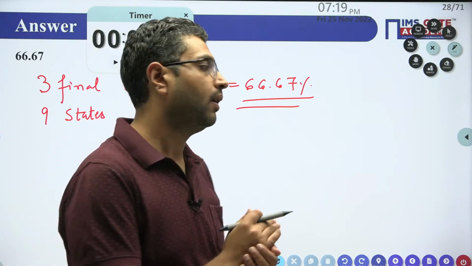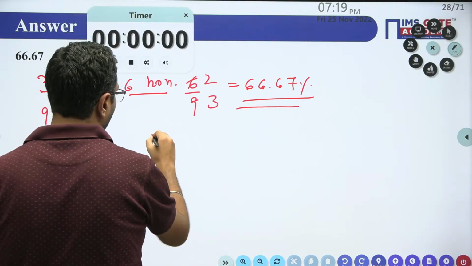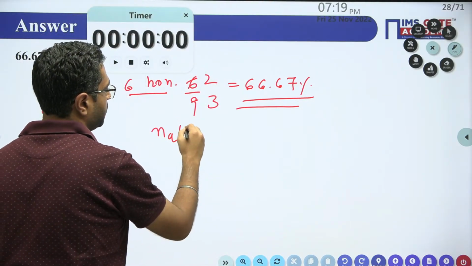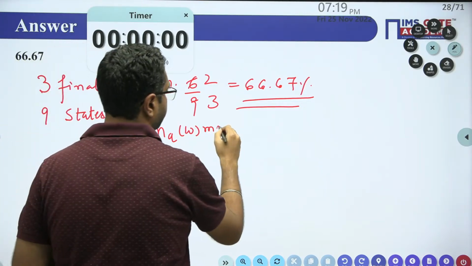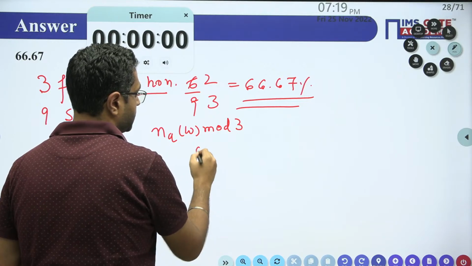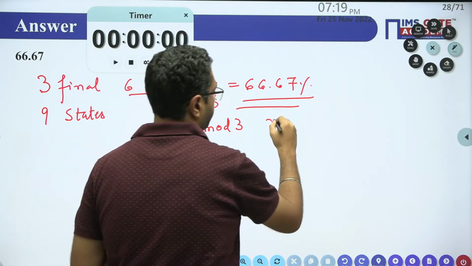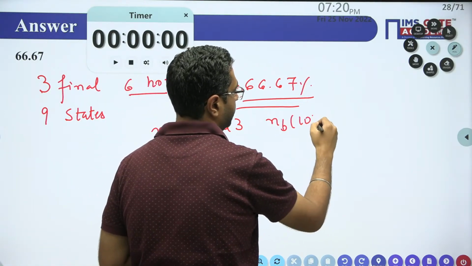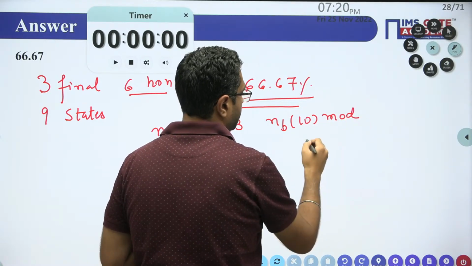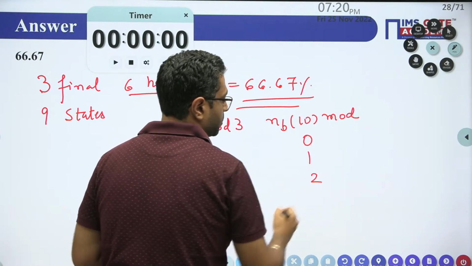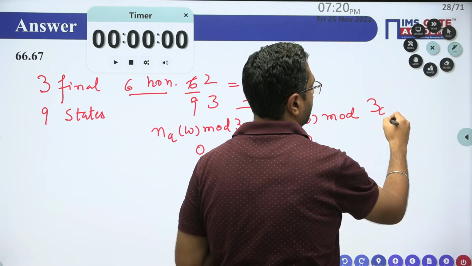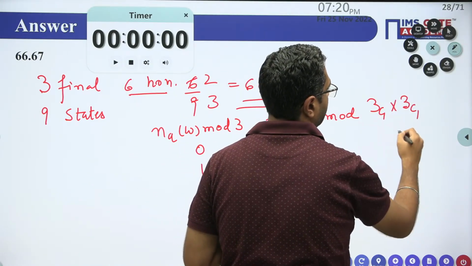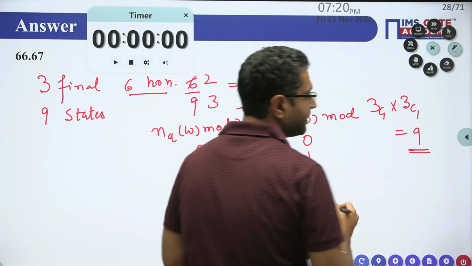For example, we know number of A's mod 3 can only take three values: 0, 1 and 2. Number of B's mod 3 can take three values: 0, 1 and 2. So in total we'll get 9 states, 3C1 into 3C1. So total we get 9 states.